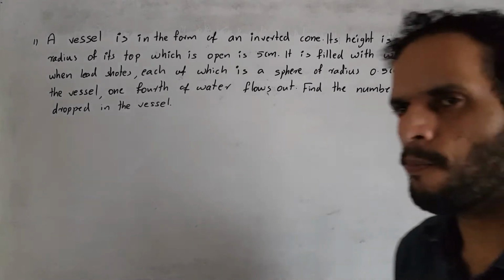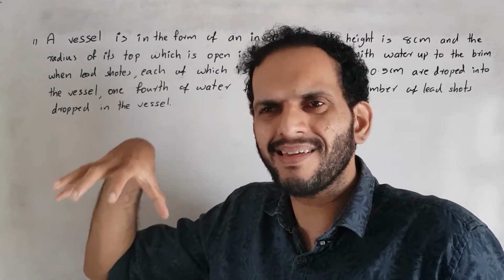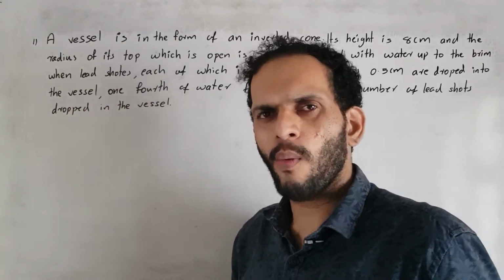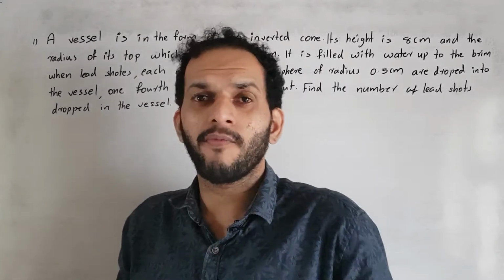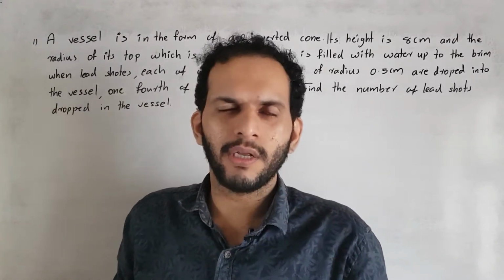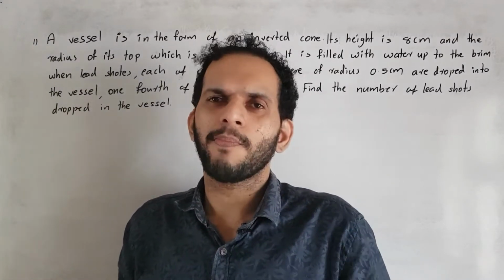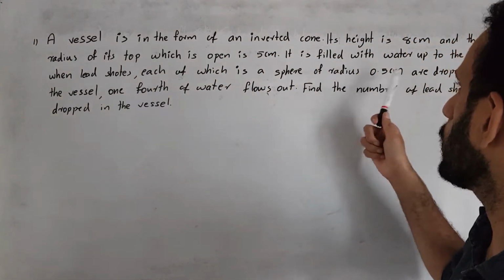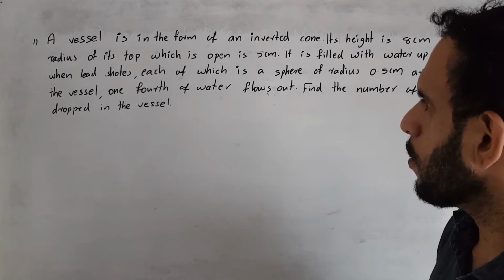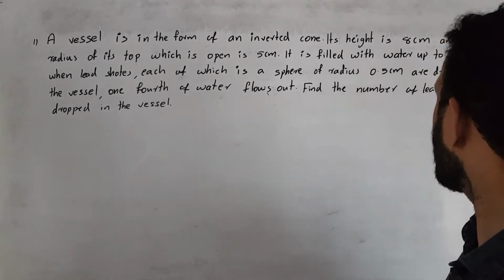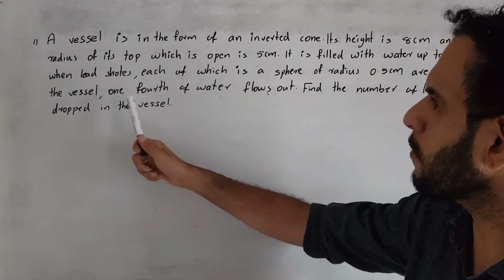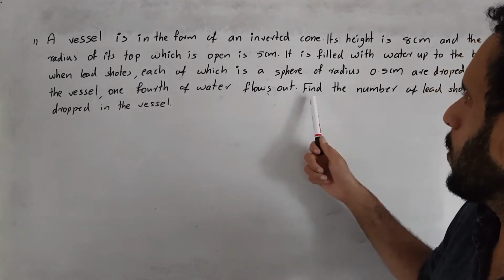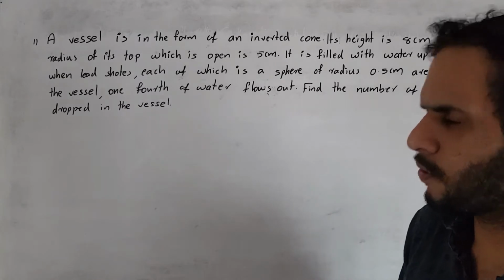Then after we placed that cone, the number of lead shot, we don't know how many lead shot we dropped there, but we know the shape of the lead shot. What is the shape of lead shot? The shape of lead shot is a sphere. What is the radius of the sphere? It is 0.5. Then the question says that at that time 1/4 of the water flows out. Then what do we want to find out? We need to find the number of lead shot dropped in the vessel.